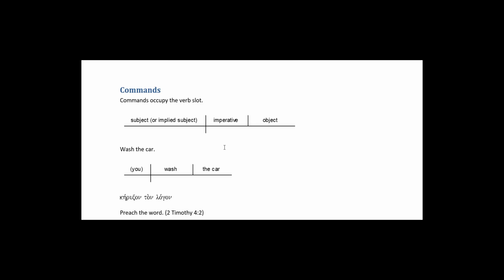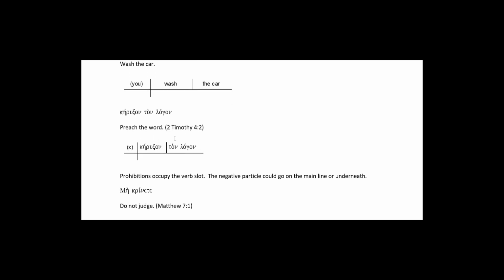A command would occupy the verb slot. So if I had the sentence, wash the car, the command is the word wash. We put it in the verb slot. Here's the object, the car. Who's going to wash the car? Well, a command implies you, normally. So you, put in parentheses, you wash the car. Here we have 2 Timothy 4:2. Some of the last things that Paul ever wrote. He writes to Timothy, keruxon ton logon. Preach the word. We don't have an explicit subject, so we put an X in the subject slot.